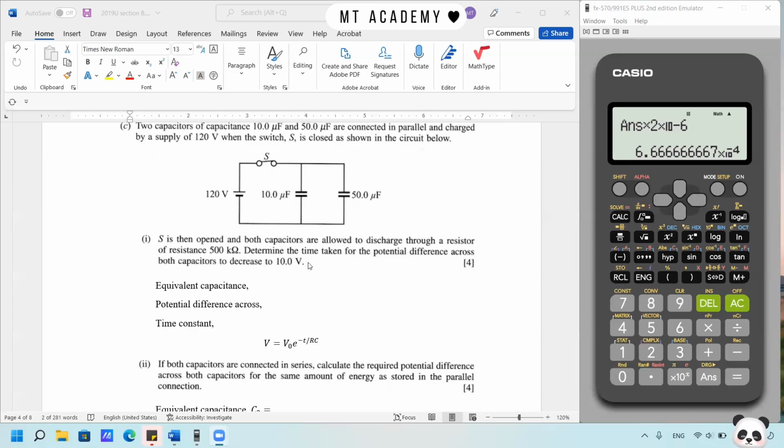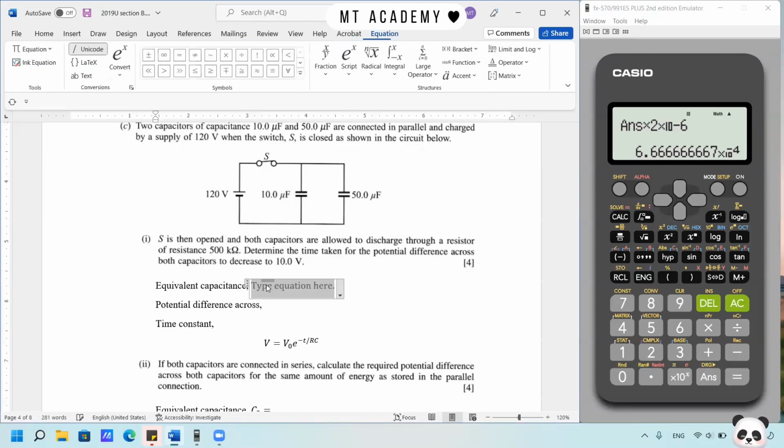So this is about the discharging of a capacitor. Before that, let us determine the equivalent capacitance of these two capacitors in parallel. The formula to calculate the capacitance in parallel is the same as the formula to calculate the resistance in series, as we have discussed. So the capacitance is equal to 10 plus 50, equal to 60 microfarad.